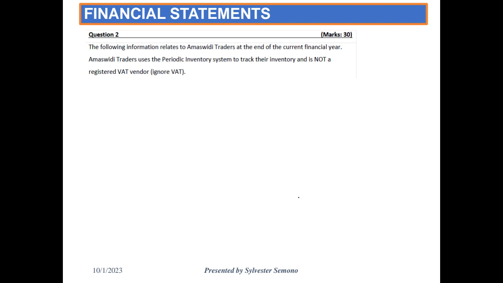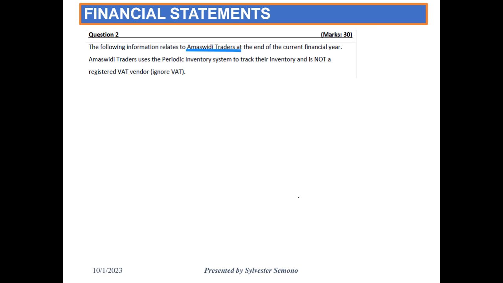Okay, no problem. If you can check here, they say the following information relates to Amaswidi traders. So we need to understand that the company is called Amaswidi traders, so that we can be able to transact. And then the other thing that we need to highlight is the fact that we are using the periodic system.